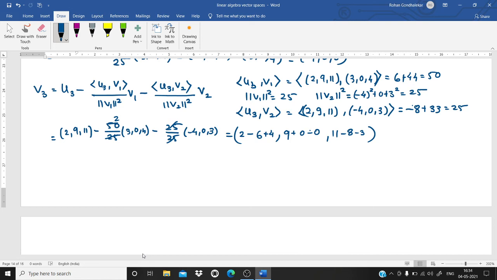So how much is it? The first coordinate is 0, the second is 9, and the third one is 0. So 0, 9, 0. Now we need to calculate the orthonormal basis.